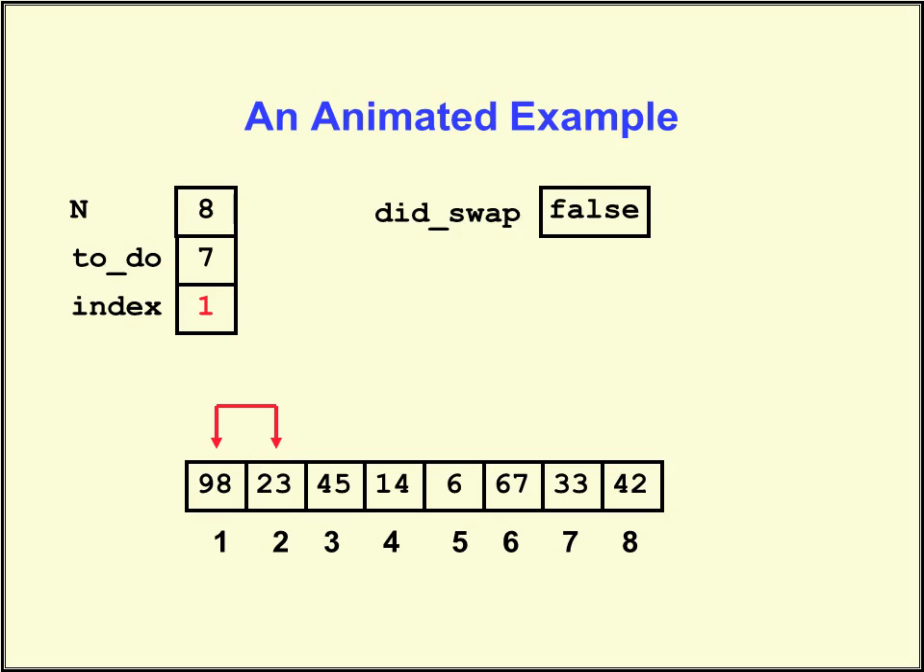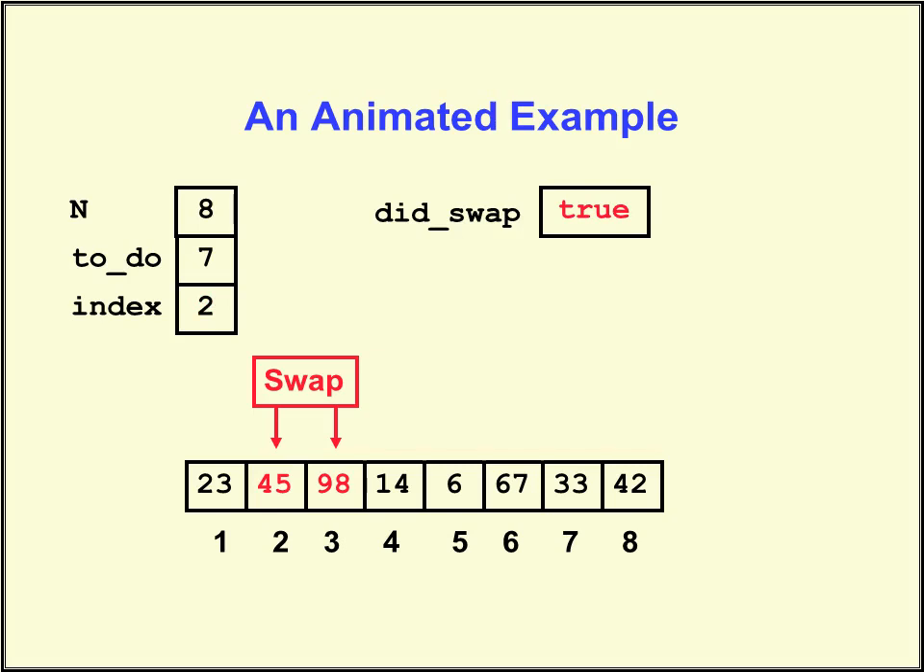98 is greater than 23, so swapping will occur, and the value of the first index will be changed. That is, 98 goes to the second index, and after that we start the comparison from the second index value. So we check whether 98 is greater than 45. 98 is greater than 45, so swapping will occur, and the index values of 98 and 45 will be changed.